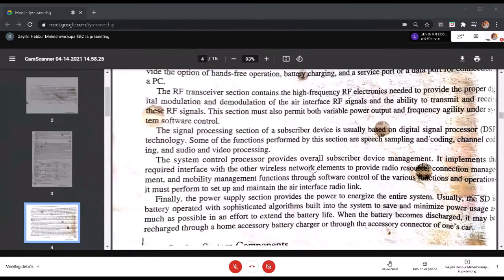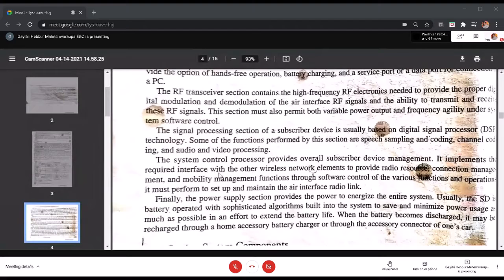Channel coding means what type of information we are going to transmit, whether it is traffic or it may be supplementary data or it may be a control channel. So based on that, it is going to do channel coding. Channel coding is nothing but the final coding which we are going to transmit over the air interface. It is in the form of frames. Okay, and audio and video processing.